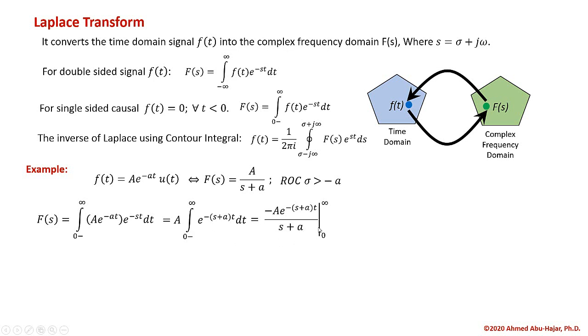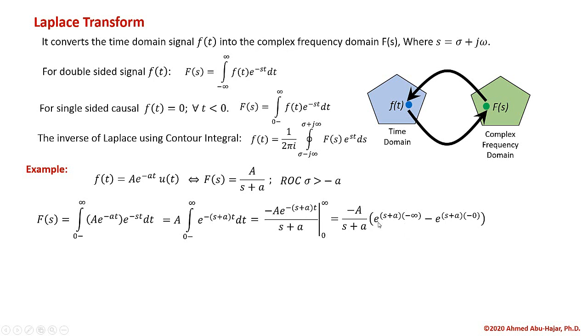I'm integrating from 0 to infinity. So I'm going to basically calculate that. So I'm going to pull the minus A over s plus a out, and then I will evaluate this term here when t equals infinity and minus when t equals 0.